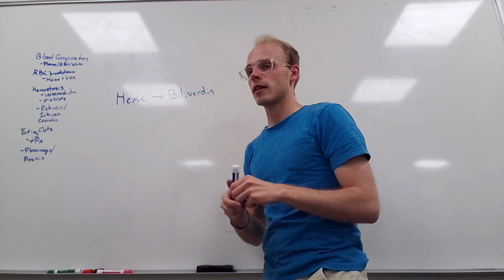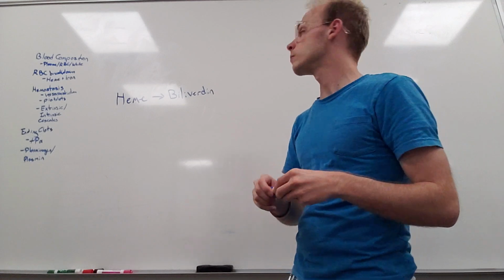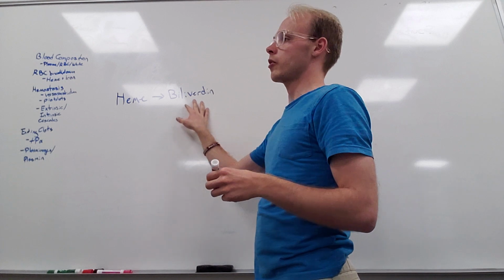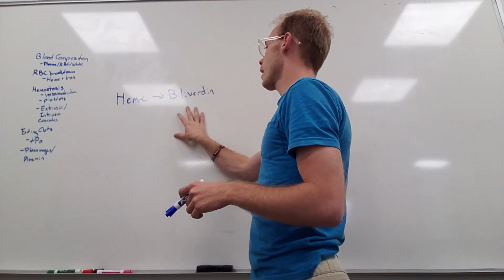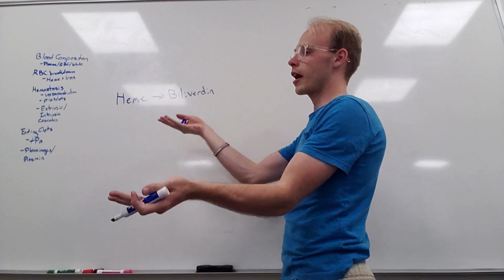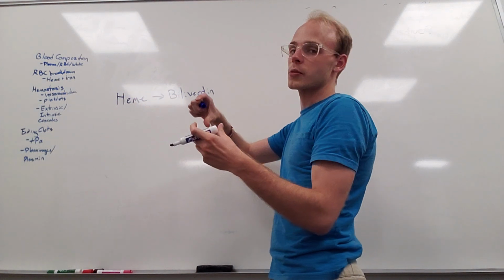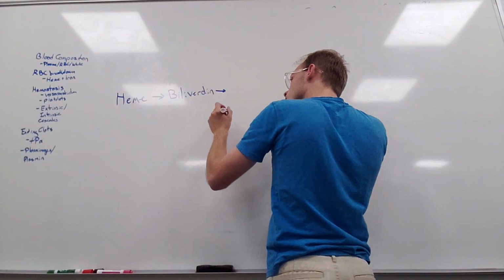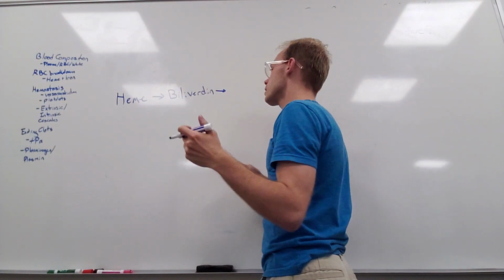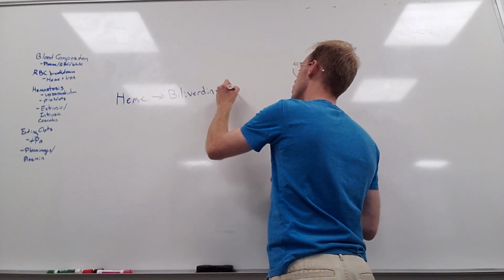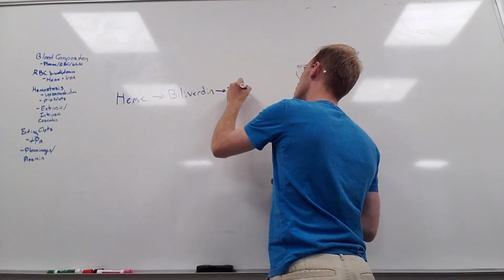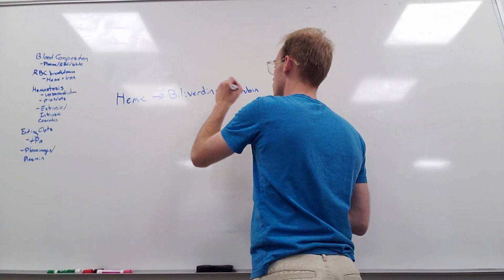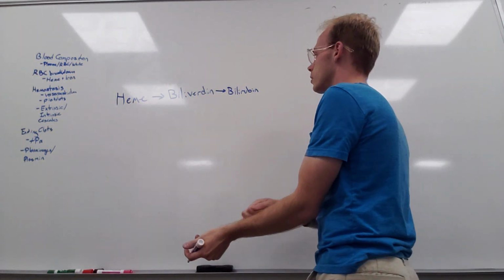Biliverdin has a characteristic green-blue color, and this is a polar molecule, so it can't really pass through membranes. And then what happens is biliverdin kind of folds in on itself because it's got some single bonds that can rotate. And so biliverdin will fold in on itself, and after interacting with an enzyme, it turns into what's called bilirubin. I'm not entirely sure if there's only one L or two L's. I've seen it both ways.